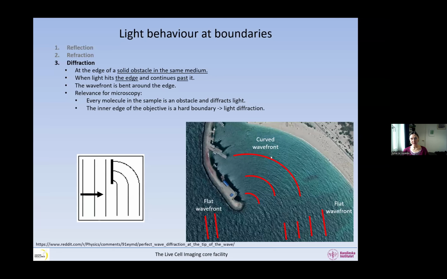So the same thing exactly happens in microscopy, except that it's not 2D. The waves on the surface of the sea are on a surface, so it's 2D. But for us, in microscopy, it happens in 3 dimensions, so in X, Y, and Z. And in microscopy, every molecule in the sample is an obstacle and diffracts light. And the inner edge of the objective, so the light is coming from the sample and is going to get into the objective, and the edges of the objective inside are also a hard boundary, and there we have light diffraction. Okay, so we have a lot of diffraction going on everywhere in the sample and in the microscope.